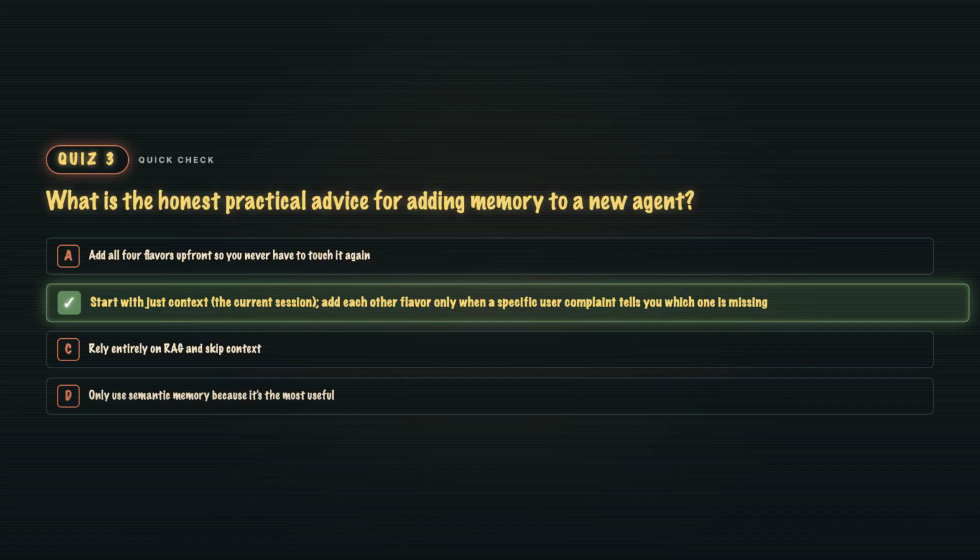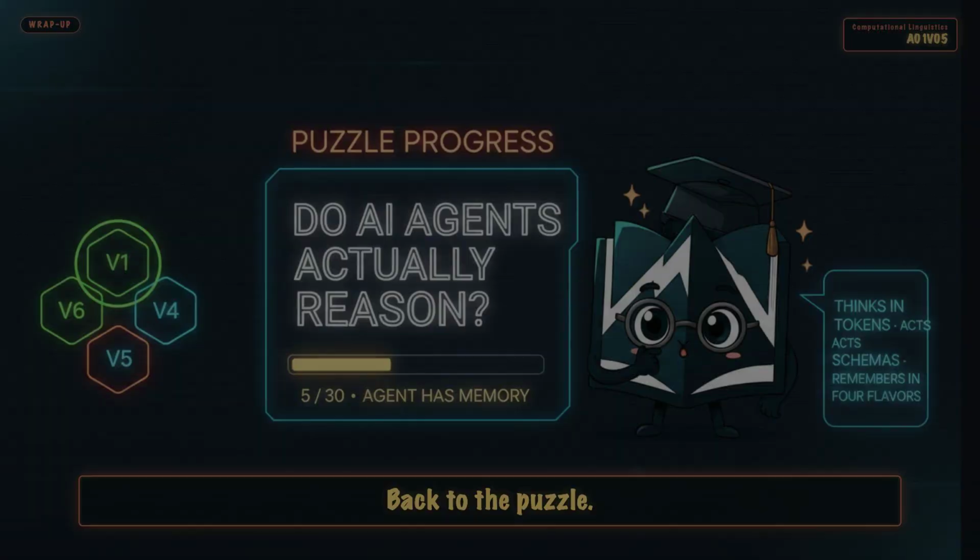B. Memory is the messiest layer of the stack. Upfront over-engineering is how agents end up over-remembering the wrong things and under-remembering the important ones. Ship, wait for the complaint, add the flavor that answers it. Same discipline as React from video 3. Default, measure, patch. Back to the puzzle.